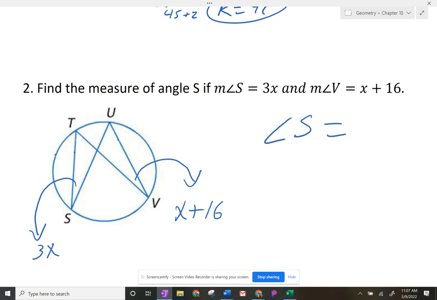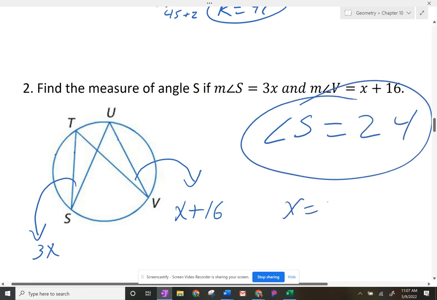All right, so you guys should have put it together. X equaled 8, and then S is going to equal 24.